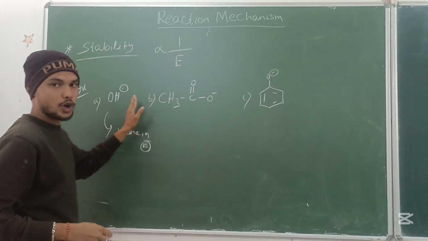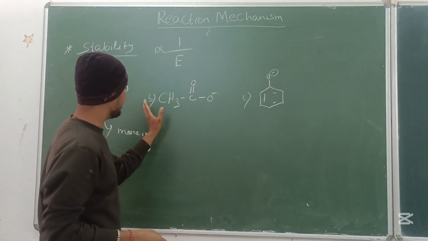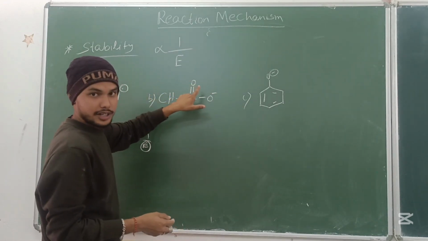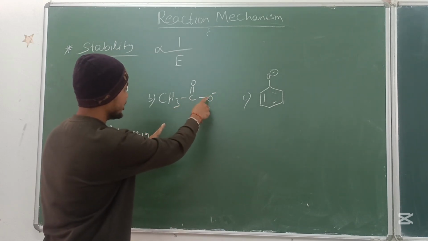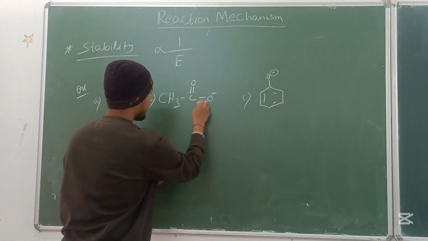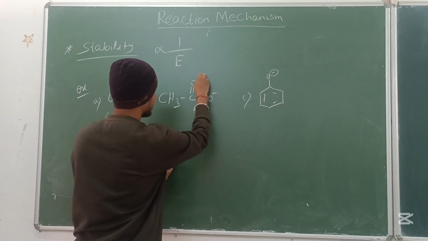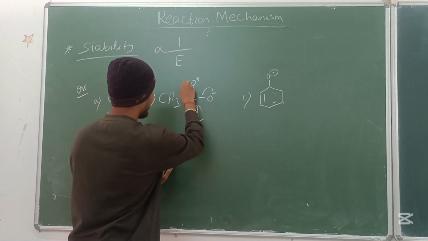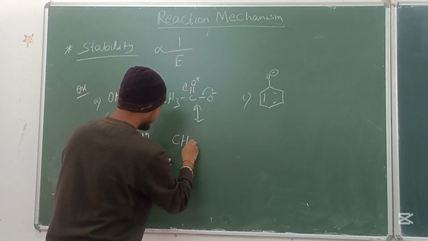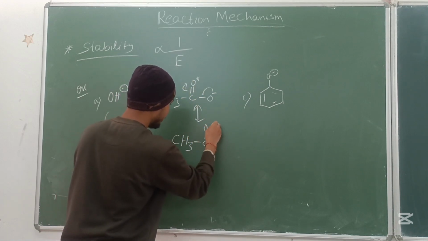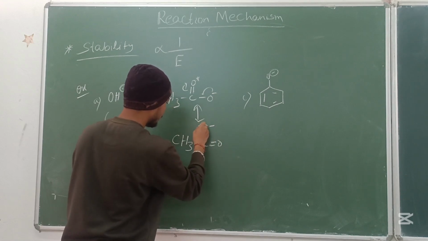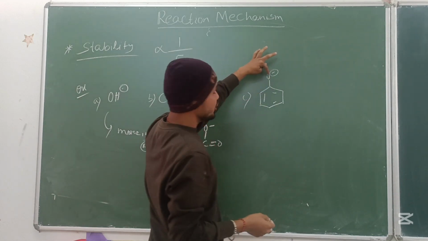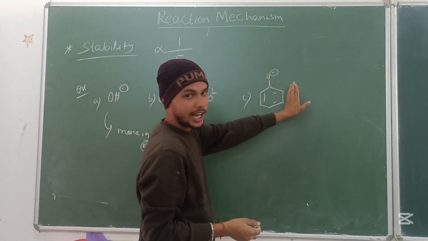Because here there is no resonance stabilization. But in options B and C, the negative charge is resonance stabilized. Here the negative charge of oxygen is resonance stabilized. I will draw it again so you can understand. And in this phenoxide anion, the negative charge on oxygen is resonance stabilized also by carbon atoms.